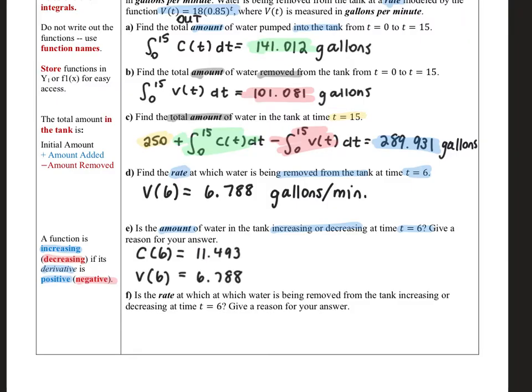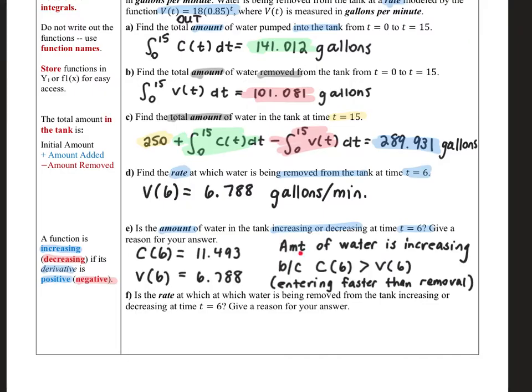And you can use a little common sense and make sense of this answer. If my water is coming into the tank at this rate, 11.493 at this particular time of 6, and it's being removed at a rate of 6.788, because it's coming in faster than it's being removed, that water level is going to rise. My amount of water is increasing because C of 6 is greater than V of 6, and that's just saying that water's entering faster than it's being removed.